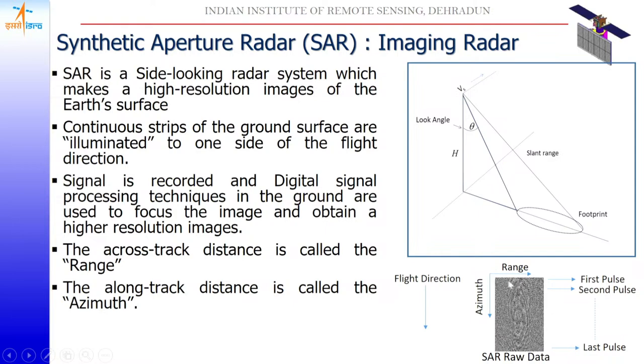It will record the first pulse, second pulse, third pulse, fourth pulse, and you get this two-dimensional data, or an image. This direction is called the range direction, this is called the azimuth direction, and this is the flight direction. So this across track distance is called the range, and this along track distance is called the azimuth.